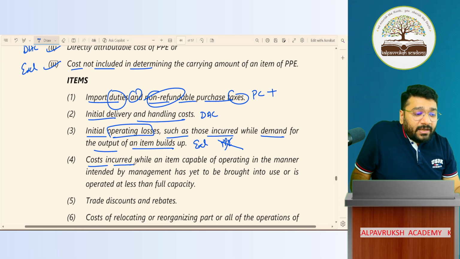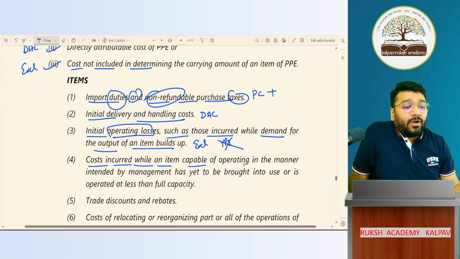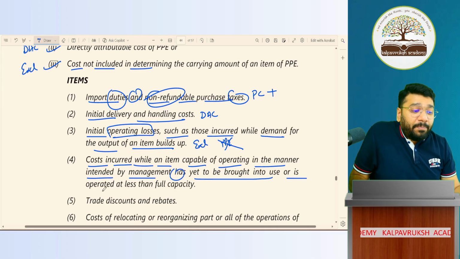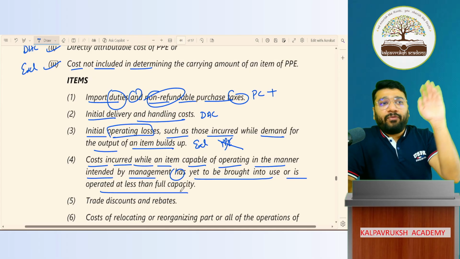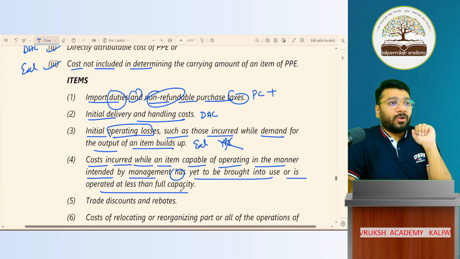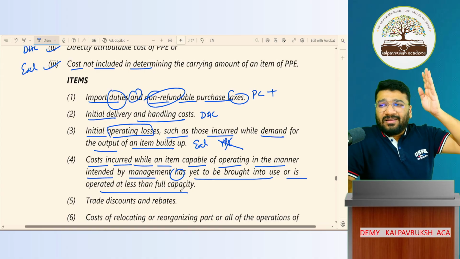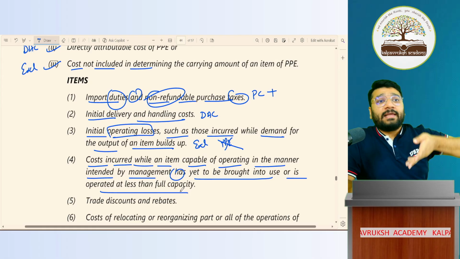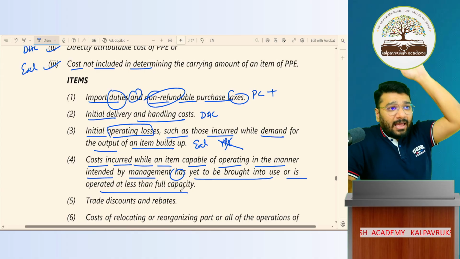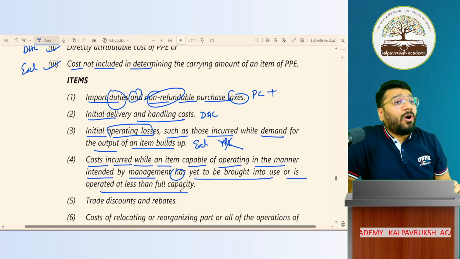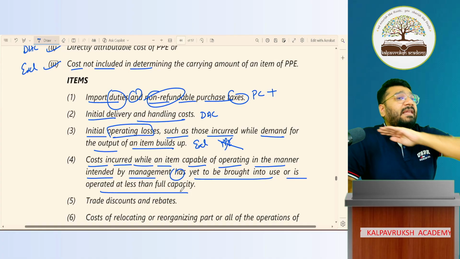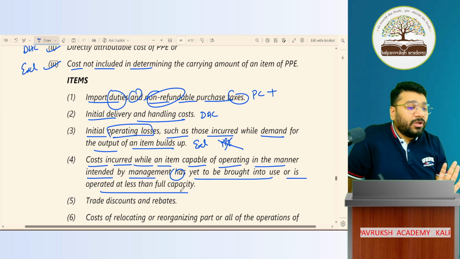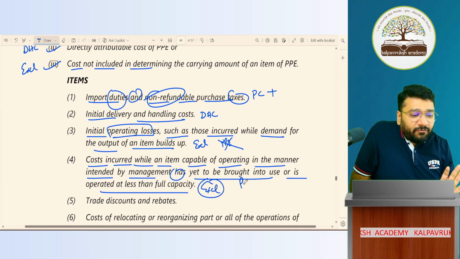Point 4. Cost incurred while an item capable of operating in the manner intended by the management has yet to be brought into use or is operated at less than full capacity. Means what? PPE is ready for use, but you have not put it into use, or you put it into use but it is underutilized. Once the asset is ready for use, whether you use it or not, whether you use more or less, all the cost you incur after that phase is post-acquisition cost and will never be part of cost of PPE. So this is also excluded from cost of PPE.